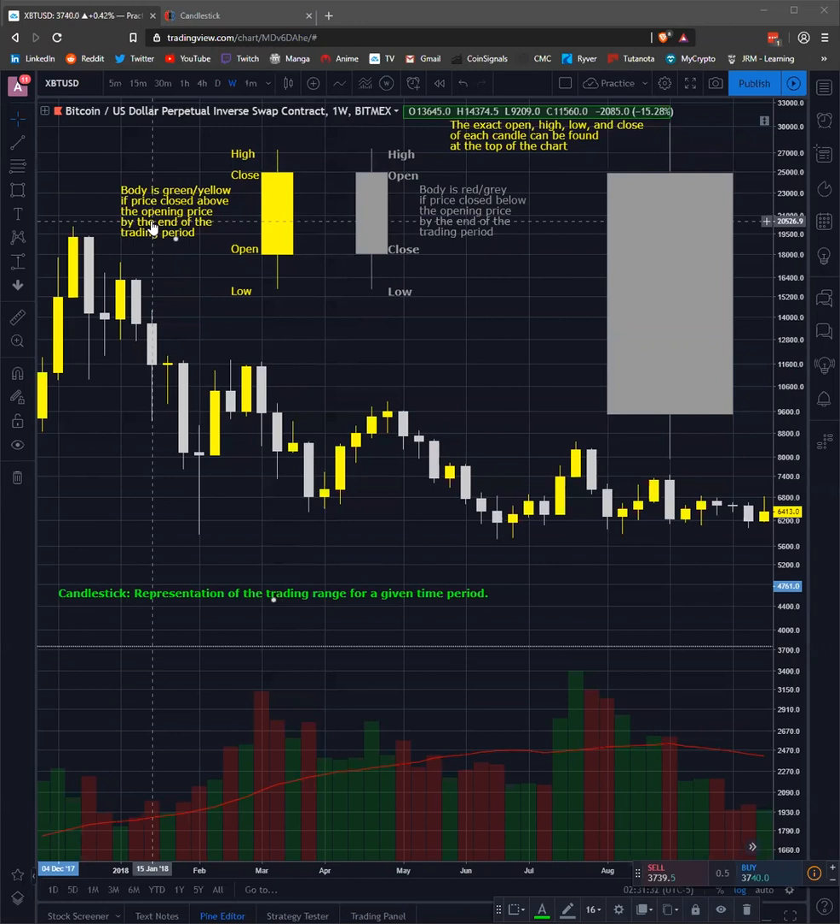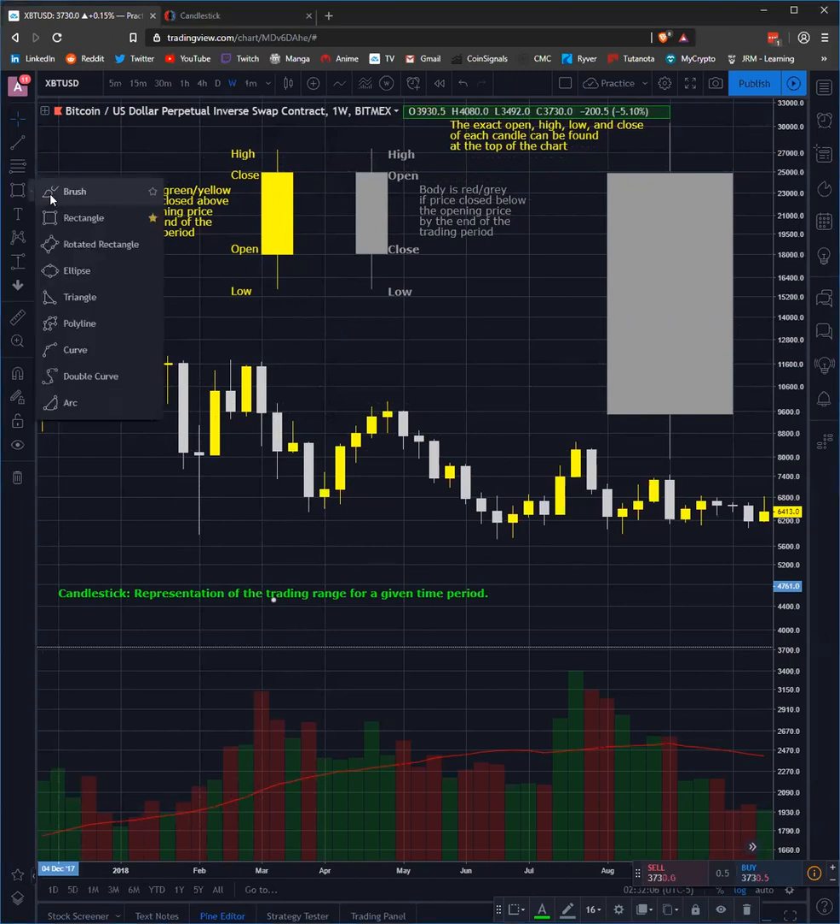Okay, so we're going to get started off with the basics of charting just to make sure everyone's on the same page and knows how to read candlesticks. Candlesticks are representations of the trading range for a given time period. You're always going to want to know which time period you're looking at, and you can see that at the top left of the chart. I am on the weekly right now, and that means each candle represents 7 full days of trading, and it has 4 major components.